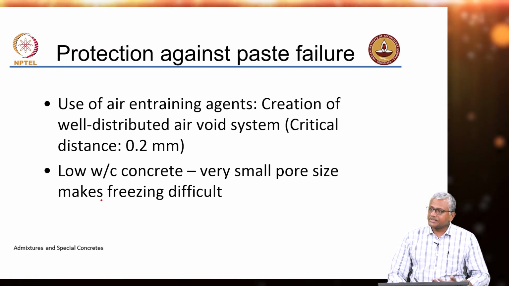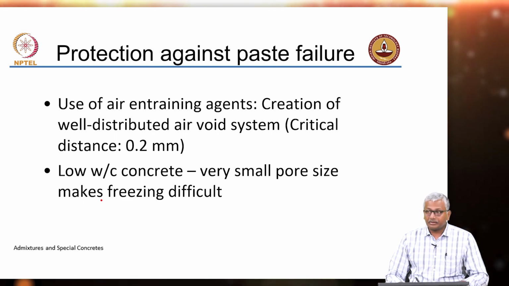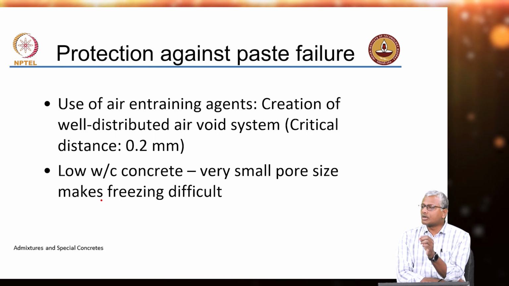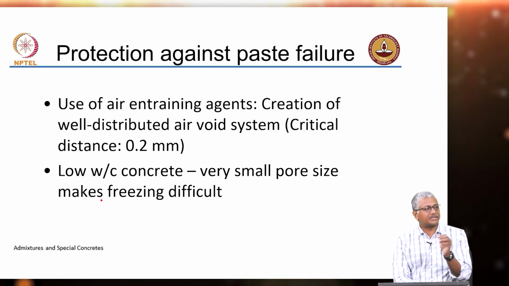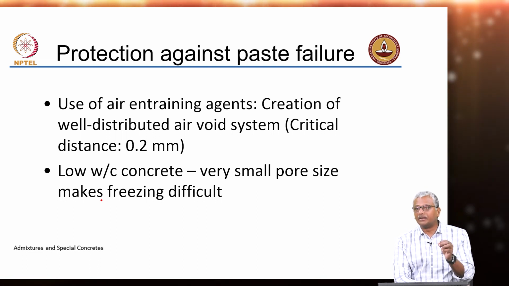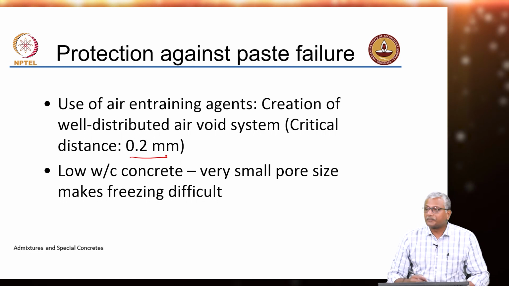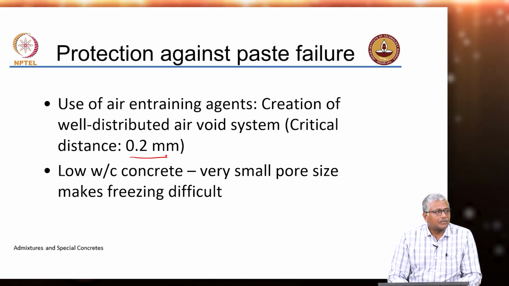So, air entraining agents basically create a well distributed air void system. Now, what is critical with air entrainment is not just the total amount of air that you need to put in. You also need to ensure that these air voids are distributed uniformly in the concrete so that the critical distance can be less than 200 micrometer. How do you do that? How can you ensure that?